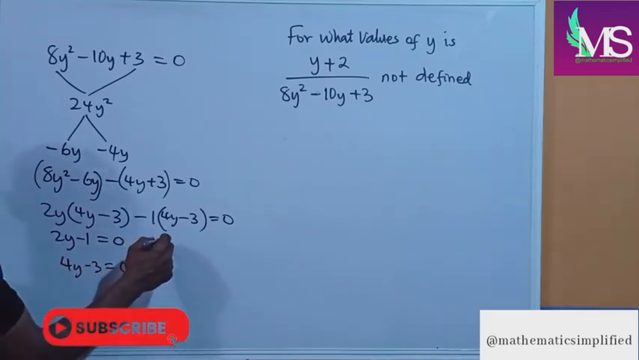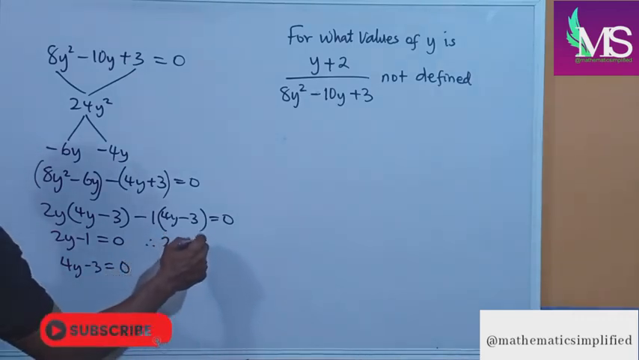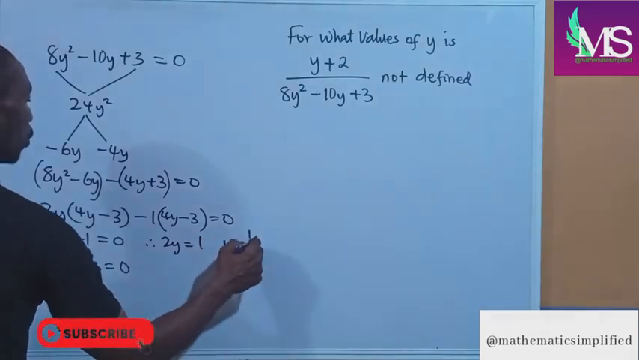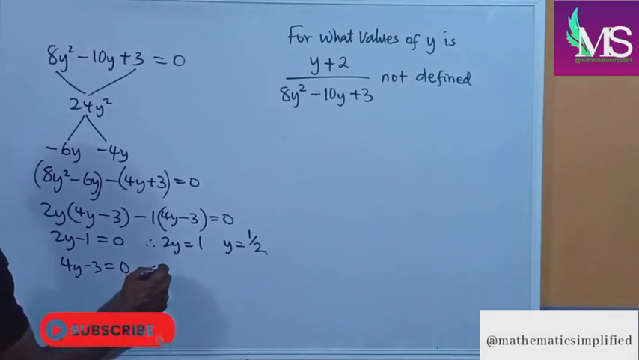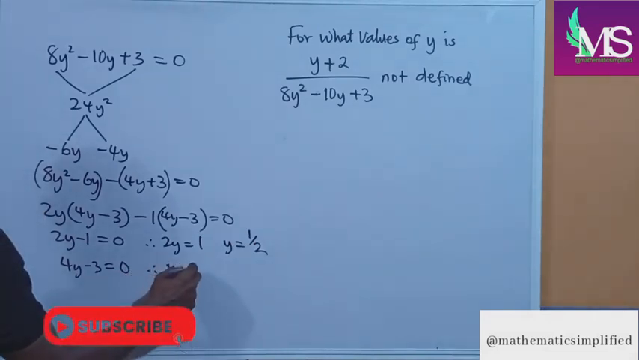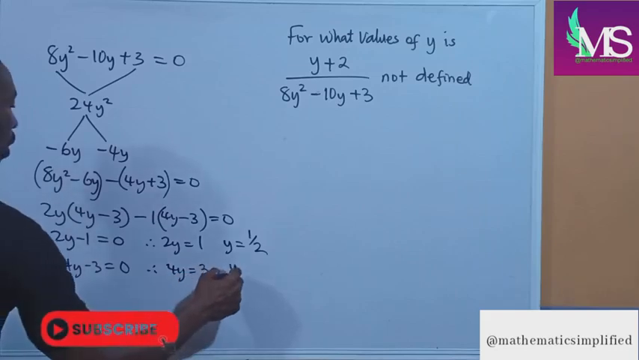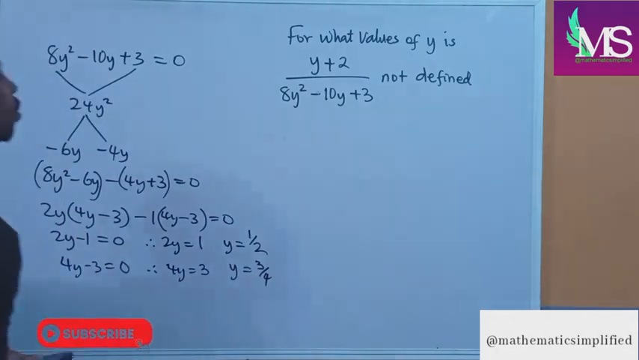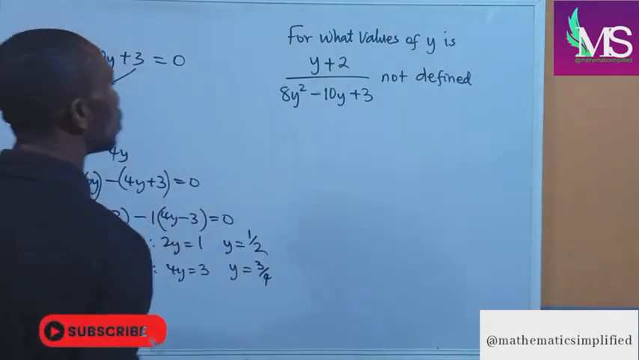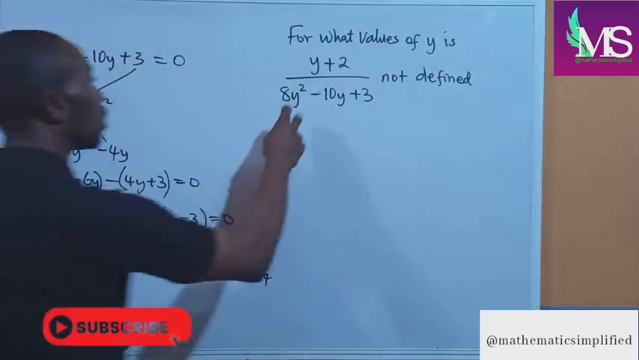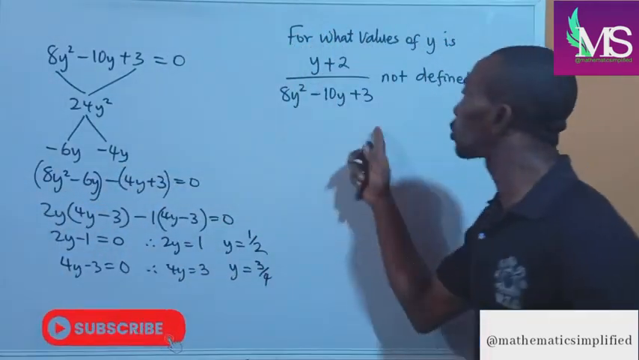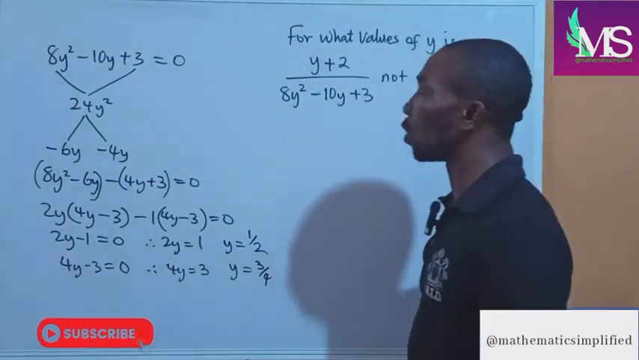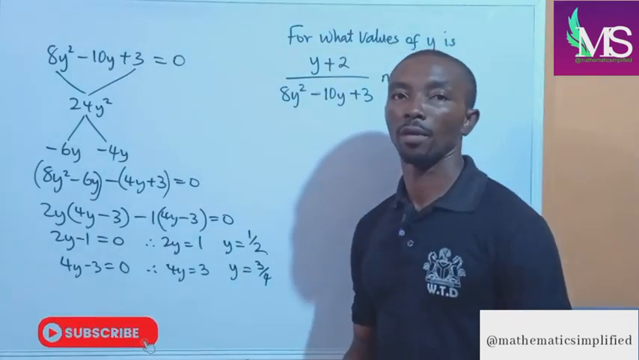Therefore 2y equals 1 and y equals 1 over 2, and 4y equals 3 and y equals 3 over 4. So the two values that will make our expression not defined will be y equals a half and y equals 3 over 4.